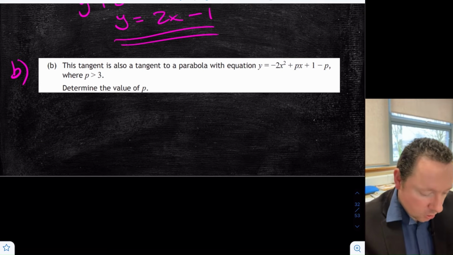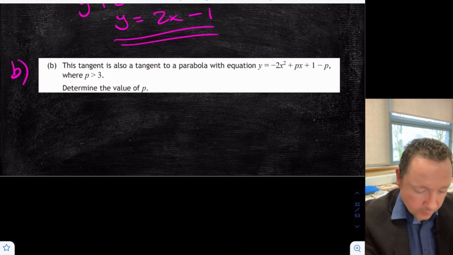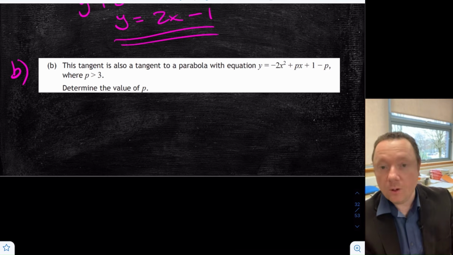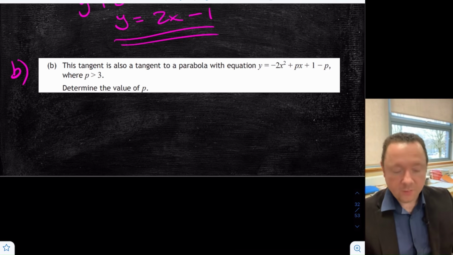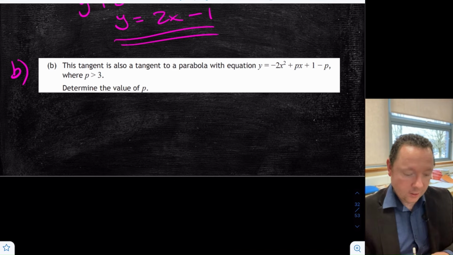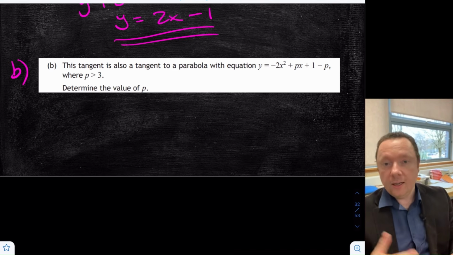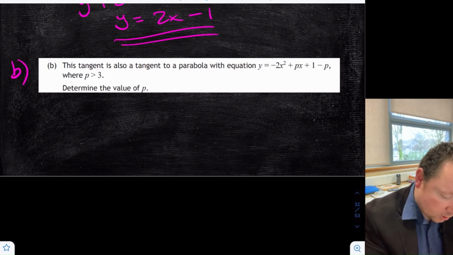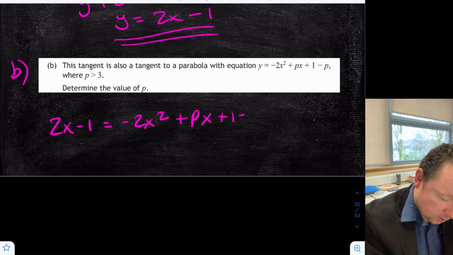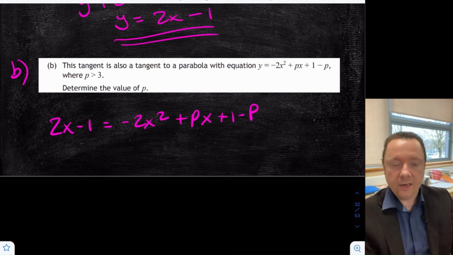Part B says the tangent is also a tangent to a parabola of equation y equals minus 2x squared plus px plus 1 minus p, where p is bigger than 3. Find the value of p. Well, if it's a tangent to that parabola, it means that y equals 2x minus 1 goes into this, so we can just equate them in simultaneous equations. So we can just say that 2x minus 1 equals minus 2x squared plus px plus 1 minus p, and solve that equation to get our x.